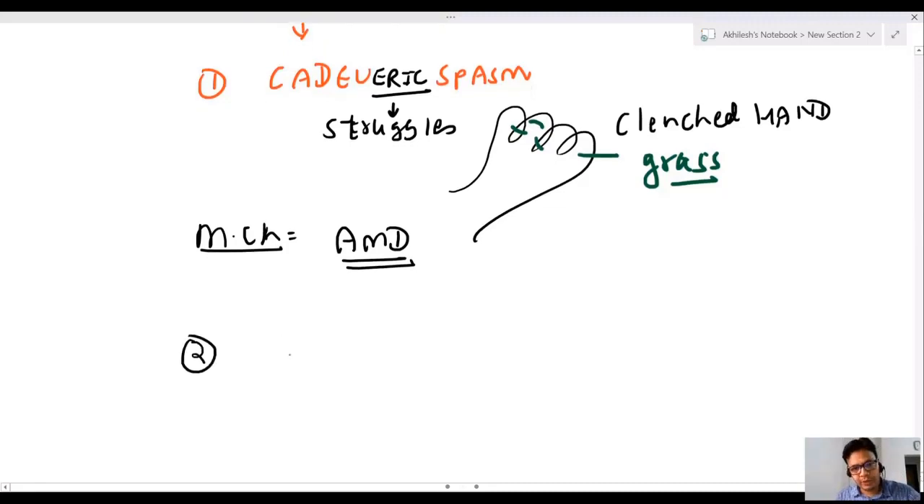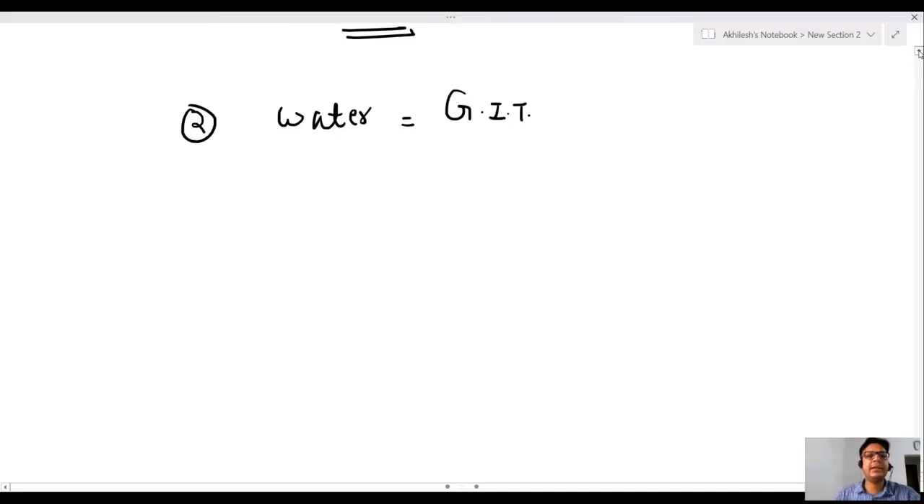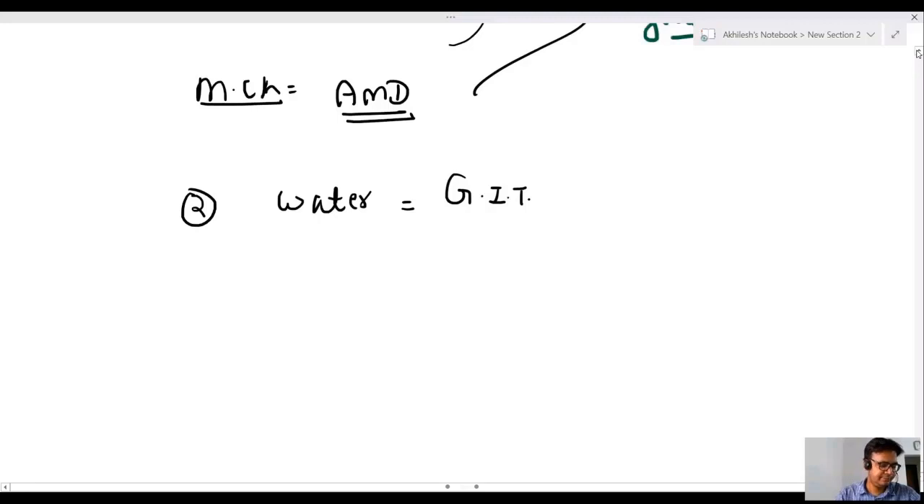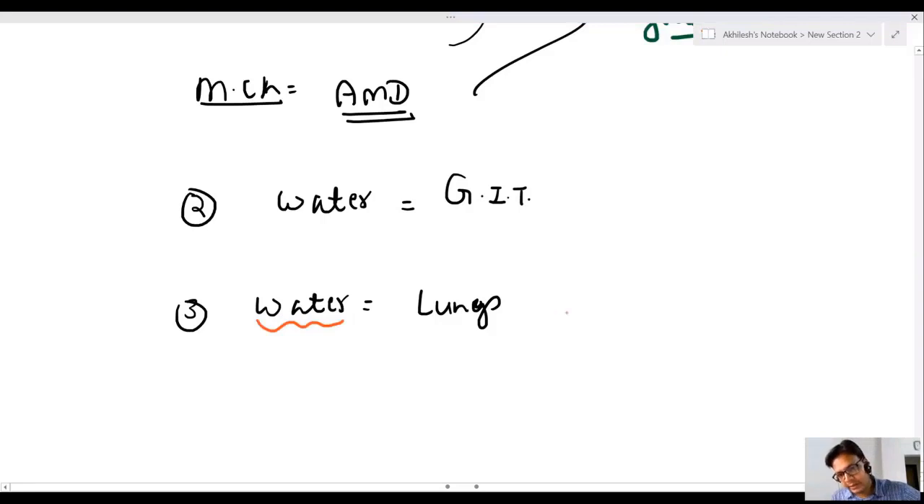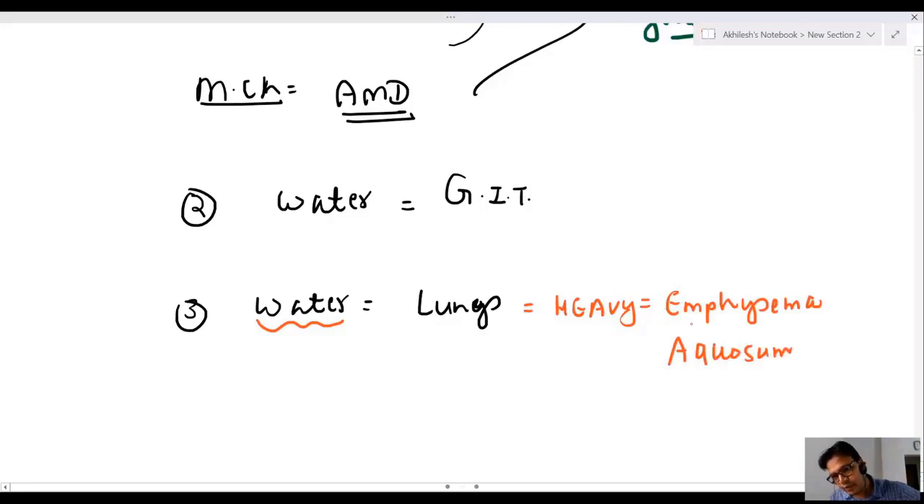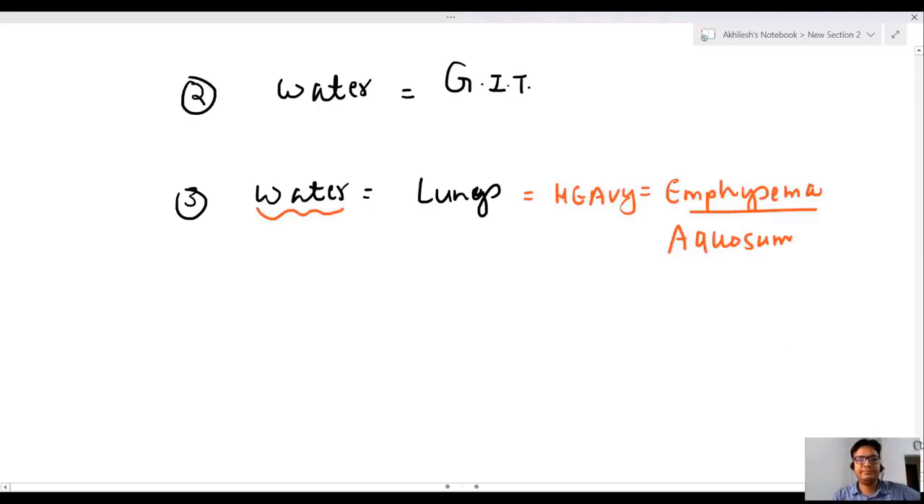Second, water present in the GI tract, stomach and intestine, which is also suggestive of antemortem drowning. Third, water in lungs. What happens when water goes in lungs? Lungs are heavy. This is known as emphysema aquosum. Everyone knows emphysema is a word used for lung and aquosum is water, aqueous. Here the lungs have frothy water. This condition is known as emphysema aquosum.